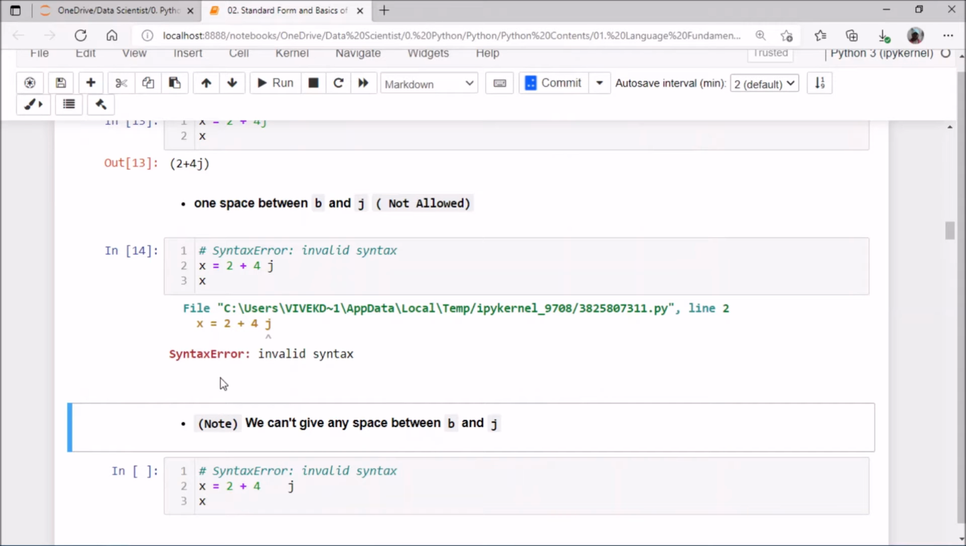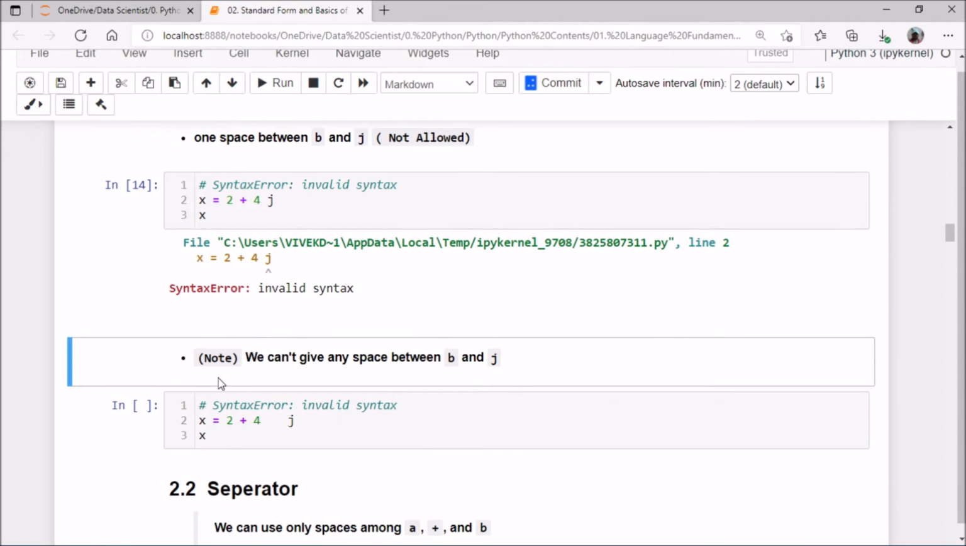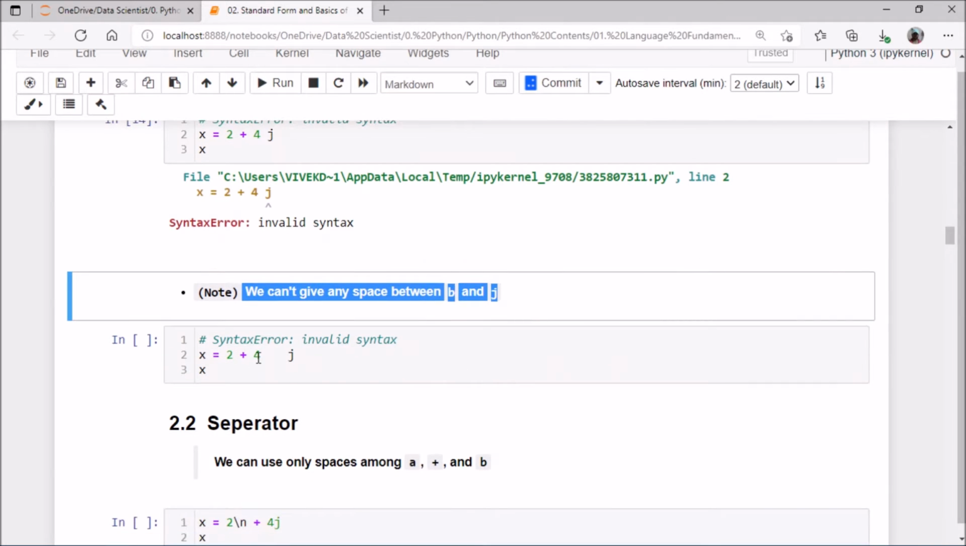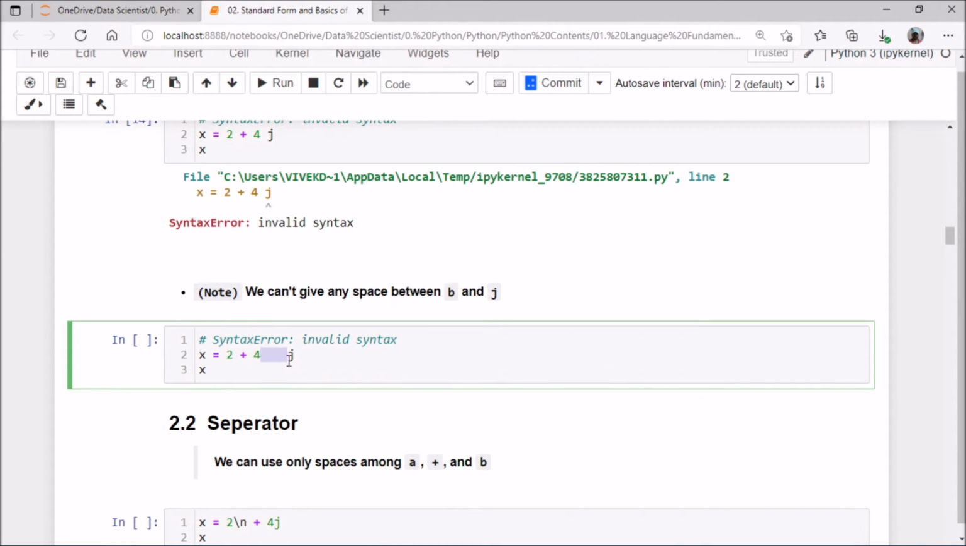In some topics I'll also explain in PyCharm and in the command prompt, how to execute any Python file from the command prompt. All these things I'll cover in the upcoming tutorials. Now we can't give any spaces between b and j. When I provide any spaces, it will throw a syntax error.